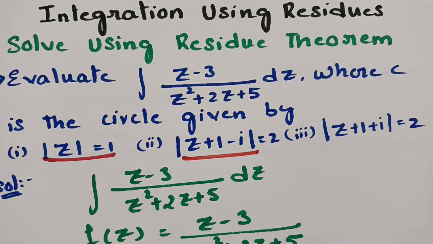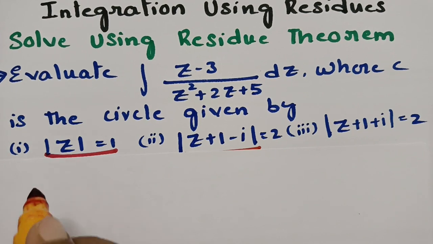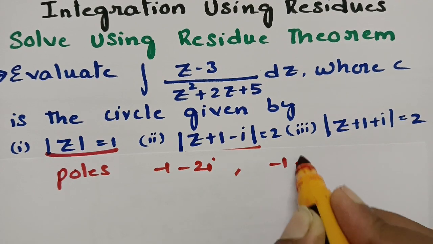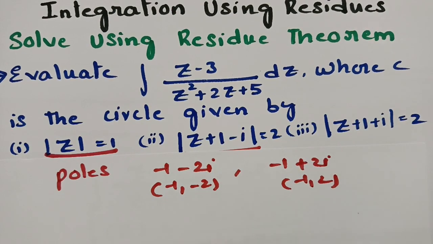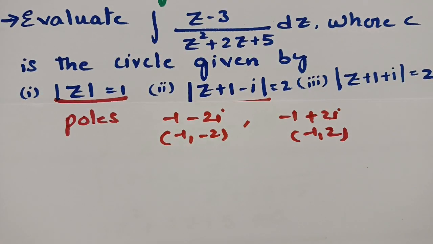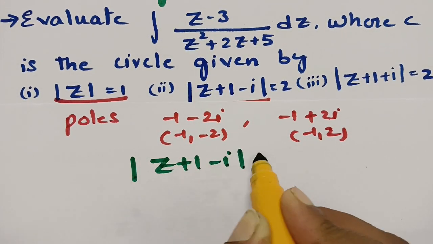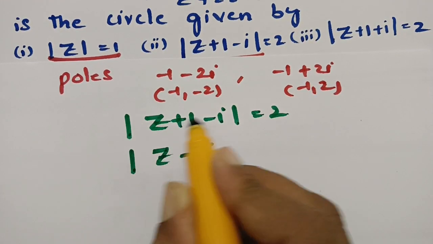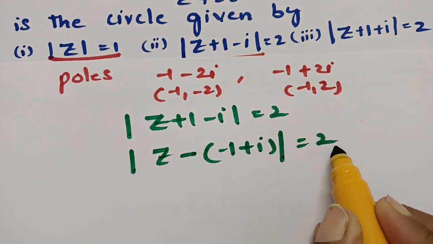And the second case here is mod z plus 1 minus i equal to 2. And what are the pole values here? Poles are minus 1 minus 2i and minus 1 plus 2i, which is minus 1 comma minus 2 and minus 1 comma plus 2. In order to balance, the circle is mod z plus 1 minus i equal to 2, so the center is minus 1 plus i and this is the radius.